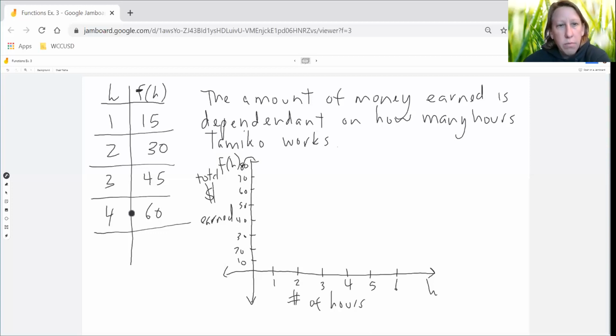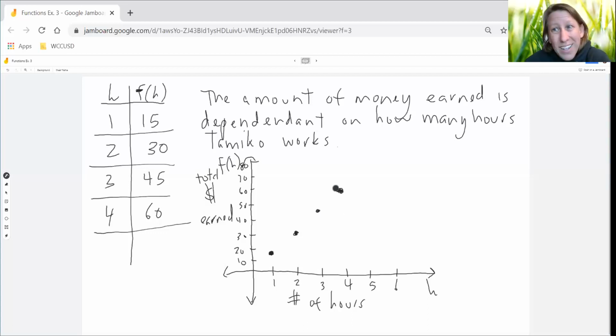So these represent points on the graph. 1 hour of work earns $15. That's what this point on the graph is. 2 hours of work, you make 15 for the first hour and 15 for the second hour. So that's $30. 3 hours of work is $45. 4 hours of work is $60, etc. So it looks like a very constant rate because the hourly rate is constant at $15 an hour.